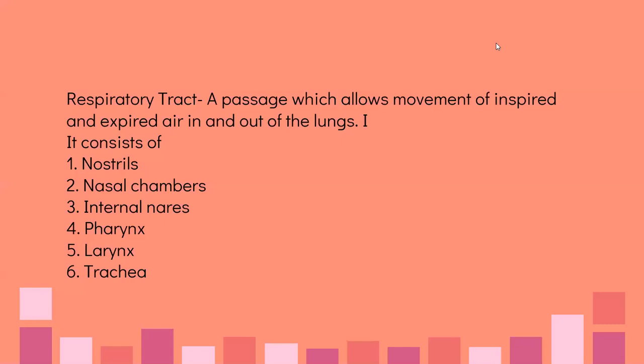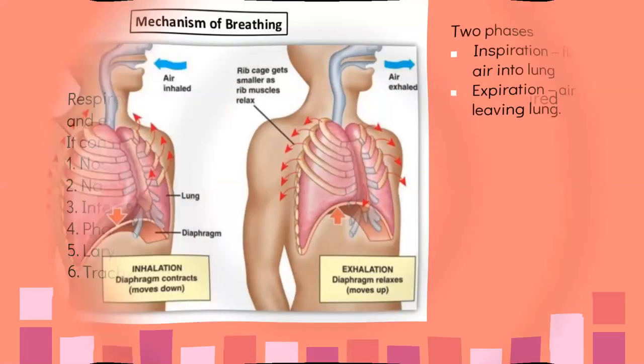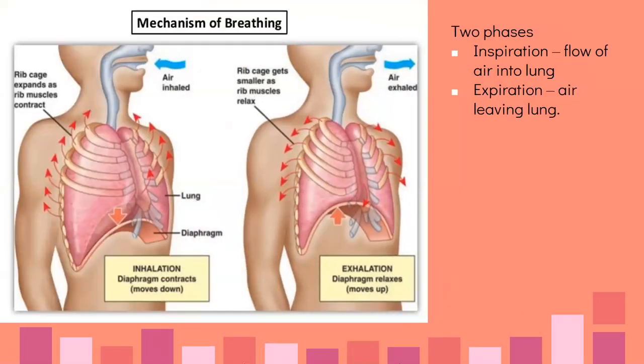The respiratory tract is a passage which allows movement of inspired and expired air in and out of the lungs. It consists of nostrils, nasal chambers, internal air passages, pharynx, larynx, and trachea. The mechanism of breathing: inspiration, that is the flow of air into lungs, and expiration, that is air leaving lungs.